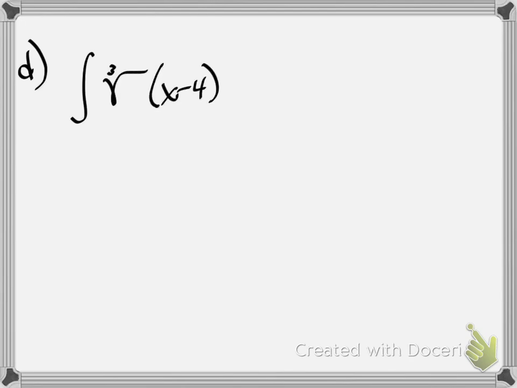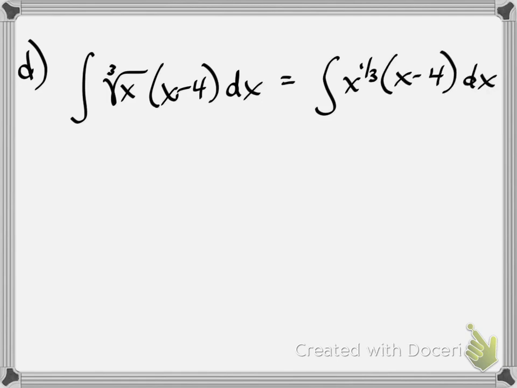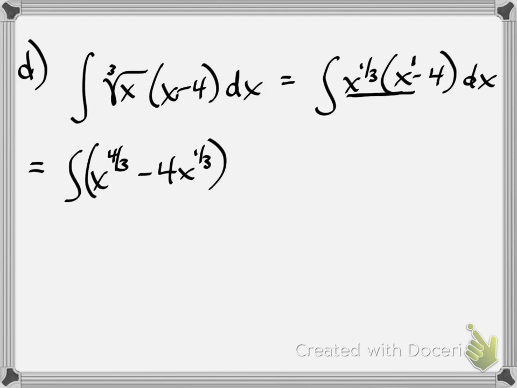D part, last one of these. The integral of the cube root of x times x minus 4 dx. Oops, I forgot the x. Let's rewrite that as a power. And then let's distribute, because there is no product rule. When you multiply like bases, you add their exponents. So 1/3 plus 3/3 is 4/3 minus 4x to the 1/3 dx.